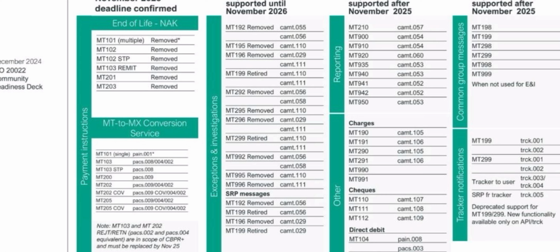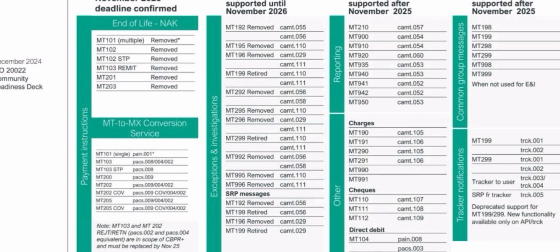MT295, which is a query message for the MT2 category, can be camt.110 and MT296 for the answers, camt.029 or 111. MT299, which is used in free format messaging either for queries or answers for the category 2 messages, can now be used with camt.110 and camt.111.